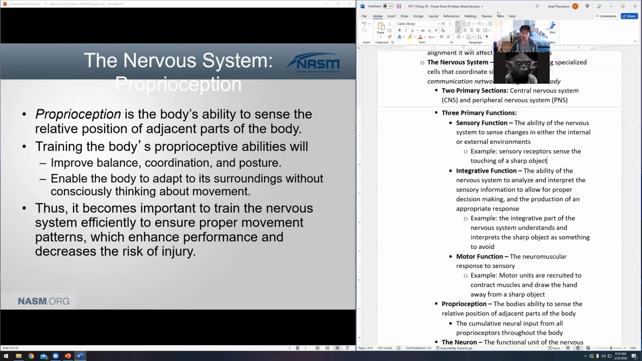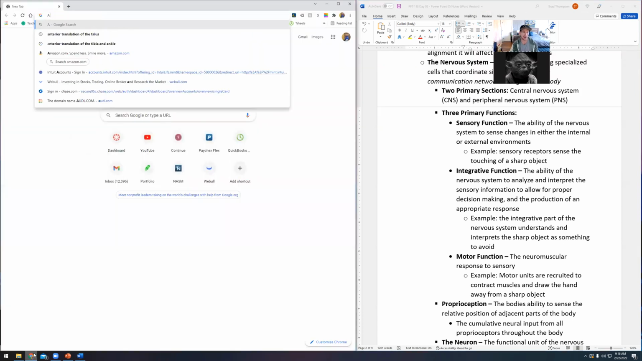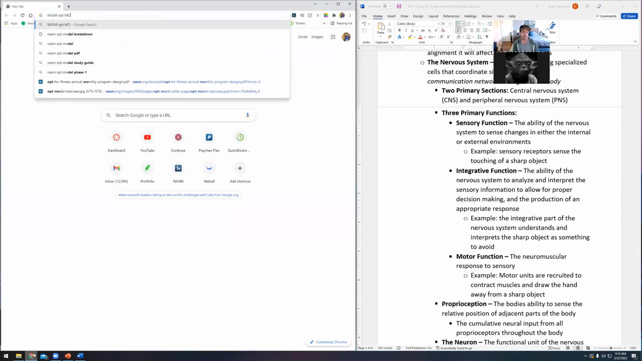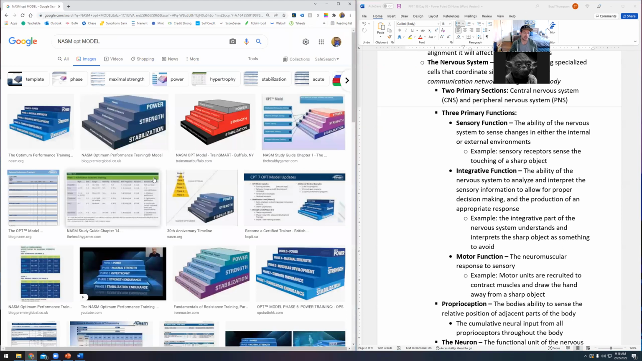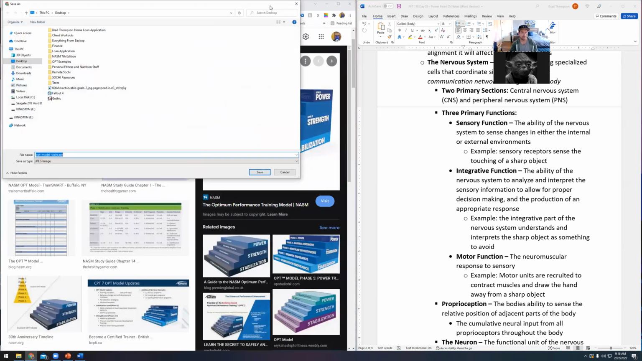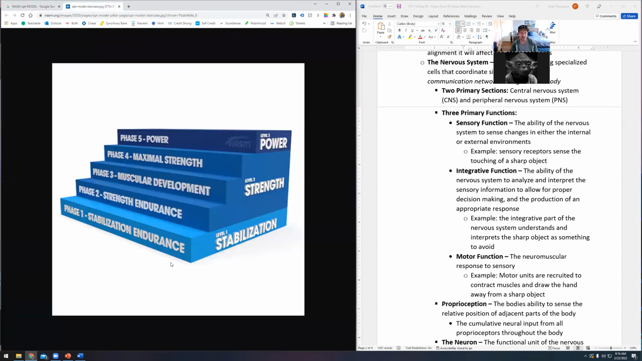This is why, when we look at our NASM OPT model, we start our clients at the bottom of this staircase in the stabilization level, right? And so stabilization is all about picking single-legged, wobbly, unbalanced exercises because it produces maximal sensory information. Your brain is going to learn how to do movements the most effectively when it does them in an unstable environment. You are sending the most amount of information in.